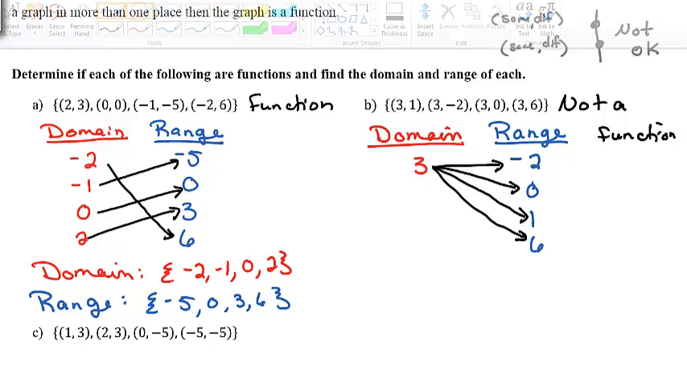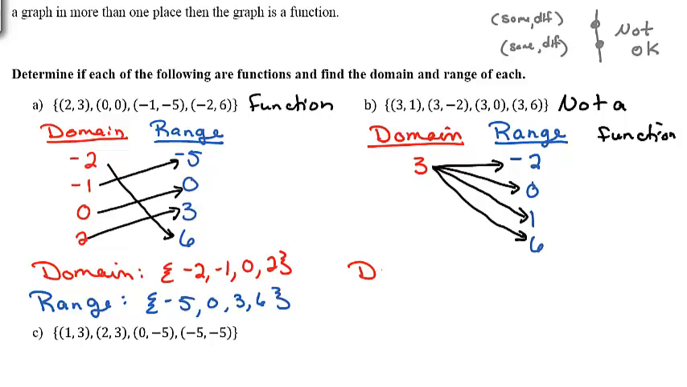So now I'm just going to write out as a set the domain and range. So the domain had just a single value in it of 3. So that would just be a set containing a 3. And then the range is the set of values -2, 0, 1, and 6.